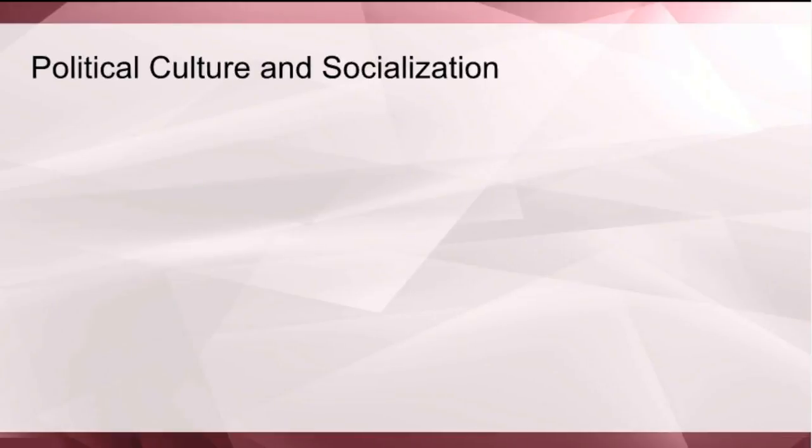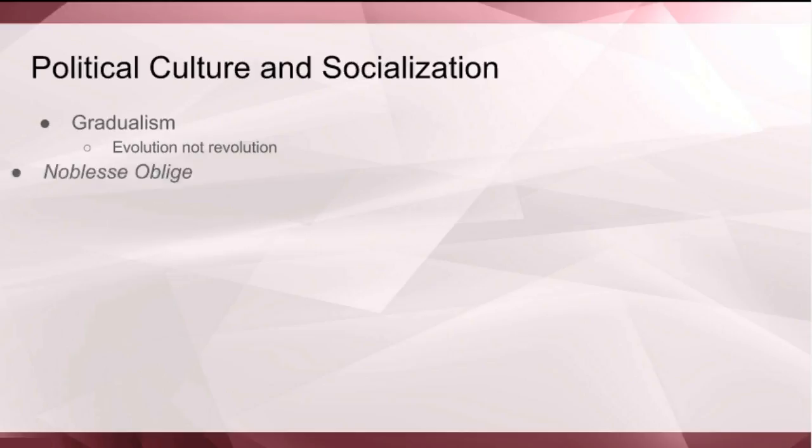Political socialization and political culture. Of the various facets of political culture in the United Kingdom, one would be gradualism. As I've said before, this is the idea that change will take place slowly, but change will take place. And again, best expressed through the phrase evolution, not revolution.